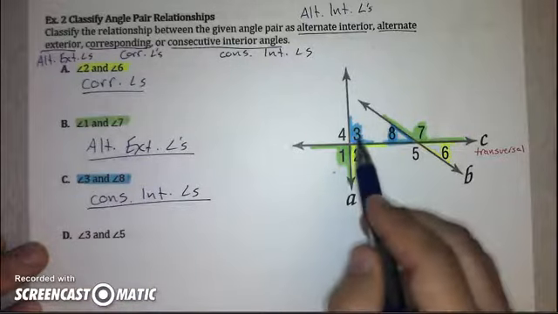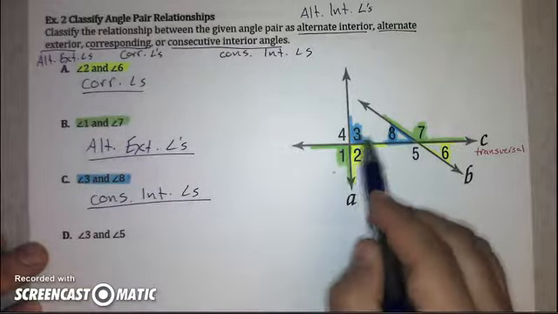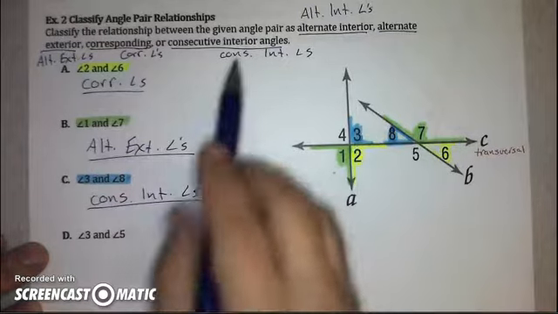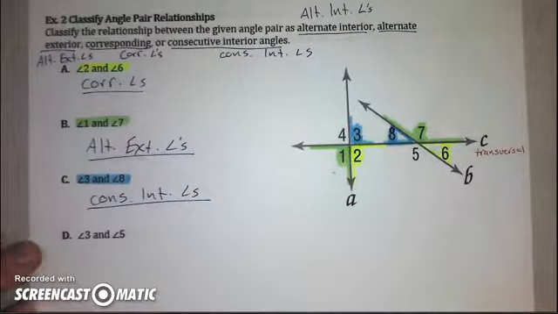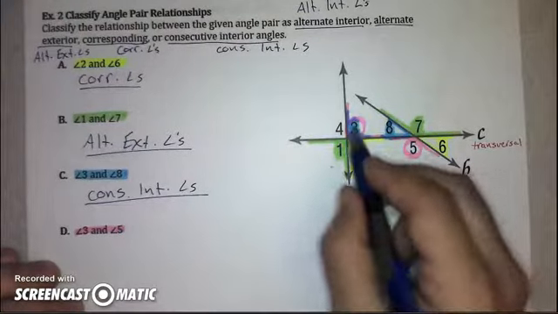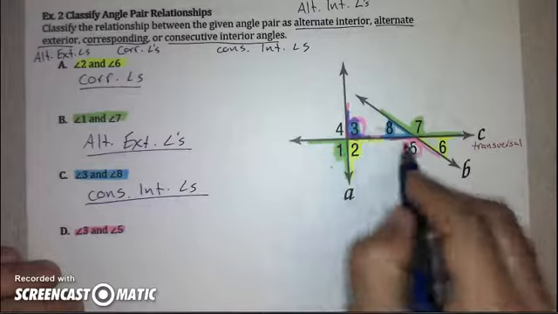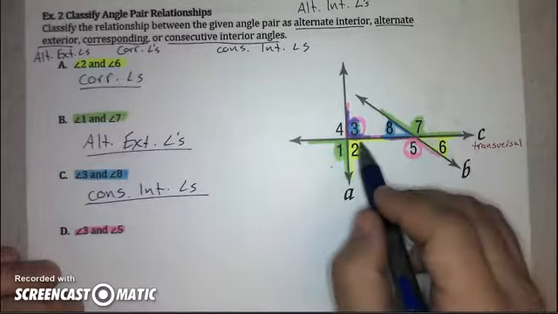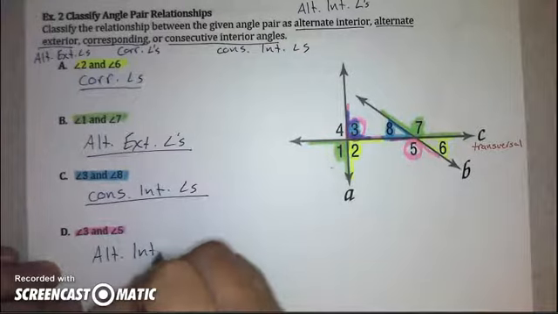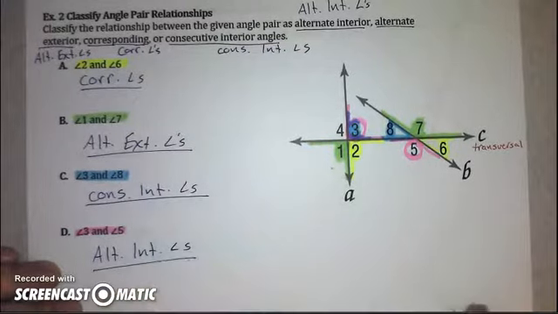Angles 3 and 8 are on the same side of the transversal. They're both above the transversal C, and they're both interior angles, so we can call those consecutive interior angles. And angles 3 and 5 are on alternate or opposite sides of the transversal, but they're interior angles, so they are alternate interior angles.